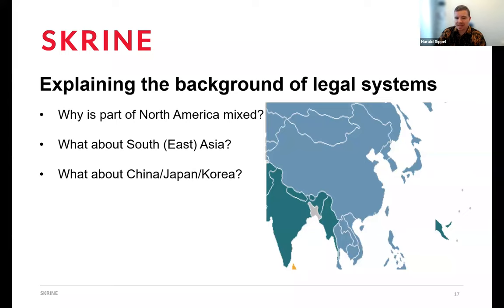But then we have some exceptions, which is already written here on the screen. What about China, Japan, and Korea? Now, I don't know how interested you are in history, but I can tell you that China, Japan, and Korea have never been colonies. They were never colonized. But still, they all are civil law countries. Why is that? Does anyone have any idea?